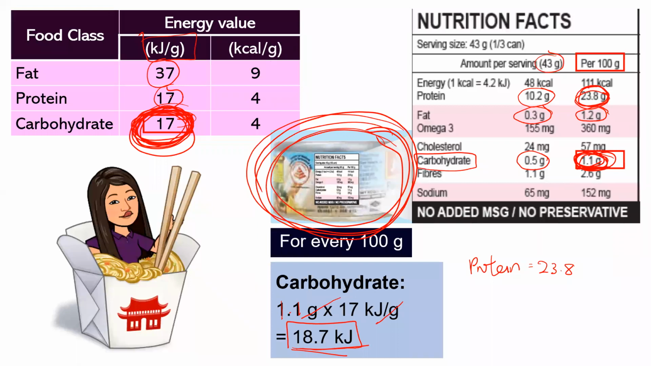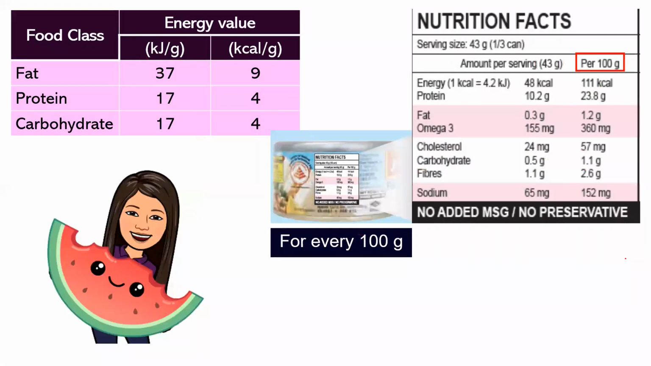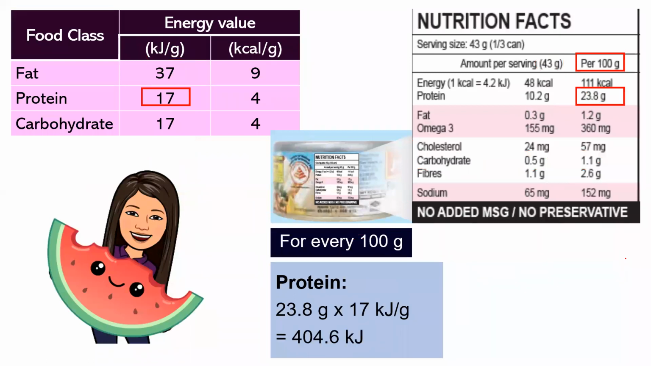Now I want to go to the energy value of a protein. So I go all the way to my left here. Remember I told you this value is always set. What is my value here? 17. Very good. So teacher will times it with 17. I don't know if you have your calculators with you, but 23.8 times 17, we will get 404.6 kilojoule. Do you all understand what teacher just said?